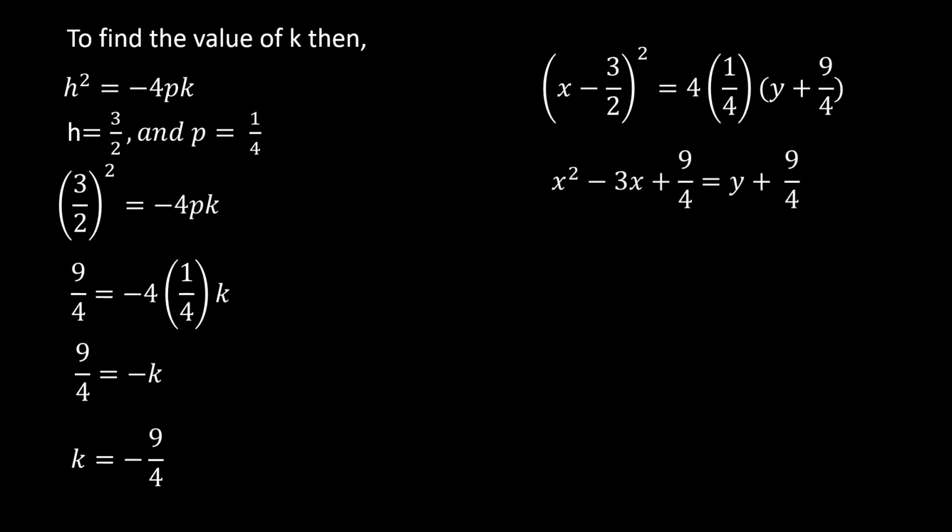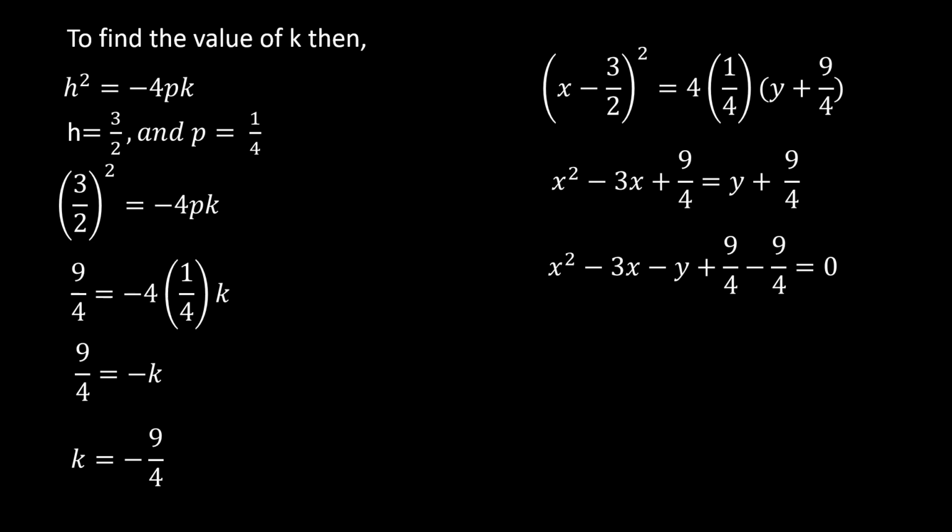Simplifying, we have x squared minus 3x plus 9 over 4, and that is equivalent to, because when we multiply 4 times 1/4 the answer will be 1, times the quantity y plus 9 over 4. Then from that, we can transpose 9 over 4 and all those quantities from the right hand side to the left hand side, so the sign will be changed from positive to negative.